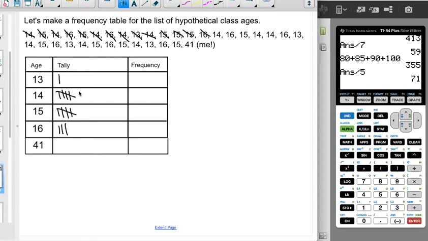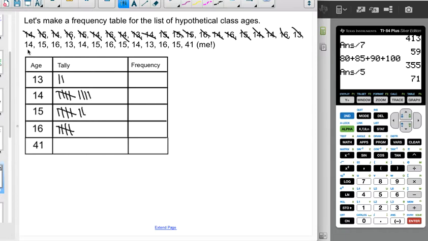All right, I've got a 14 and a 16. I'll just save us a little bit of time by doing two at a time. So I have a 15 and 2 14s. So a 15 and 2 14s. 16, 13, oh, I have one of each, right? 16, 13, 14, 15.